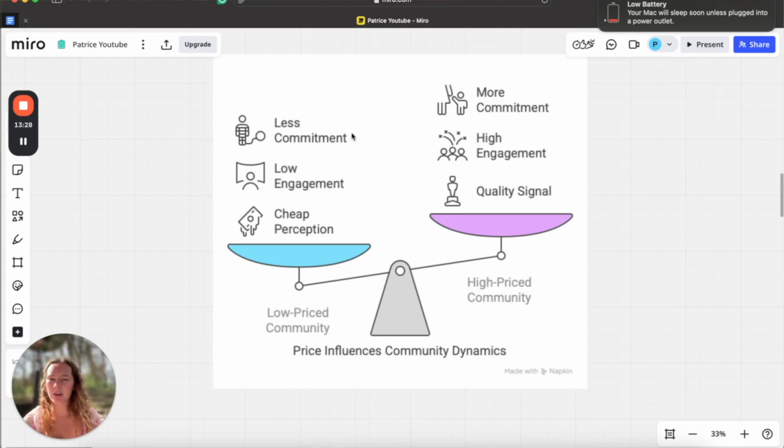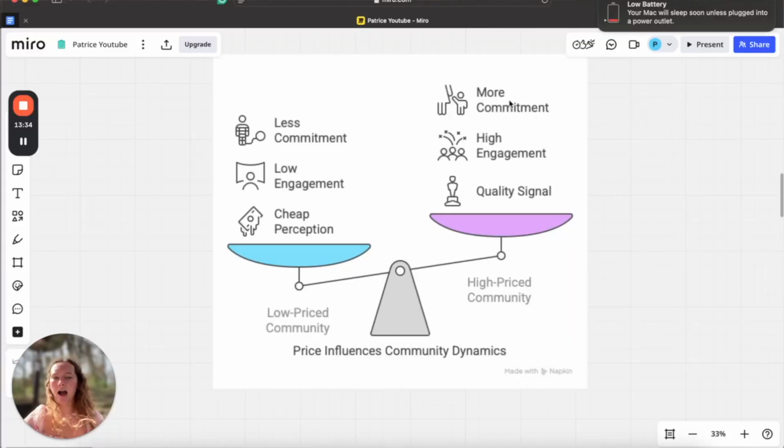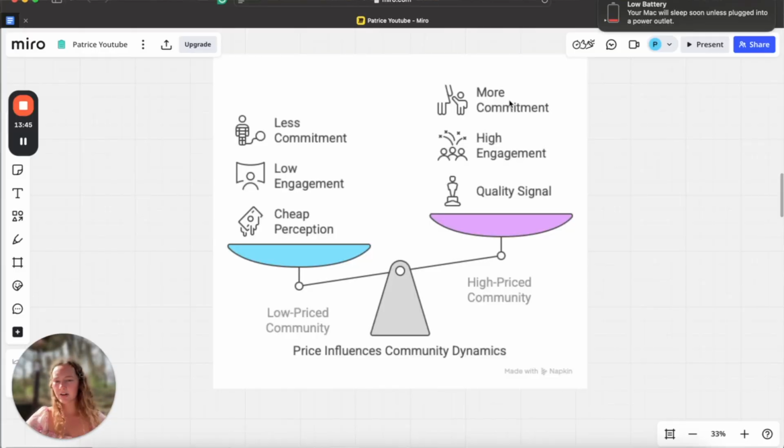Some of the problems with low ticket are less commitment, lower engagement, and the perception of a cheaper product. Whereas with high ticket, it's higher commitment because there's skin in the game, higher engagement, and people look at it like a higher quality product, so they take you more seriously in the advice you're giving. So that's something to consider. Now, I know this scale is basically saying that high ticket is better, which, in my opinion, I will say right now, I made way more of my money from my $10K offer versus my $9.99 offer.